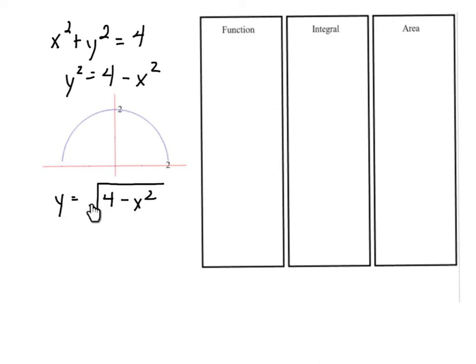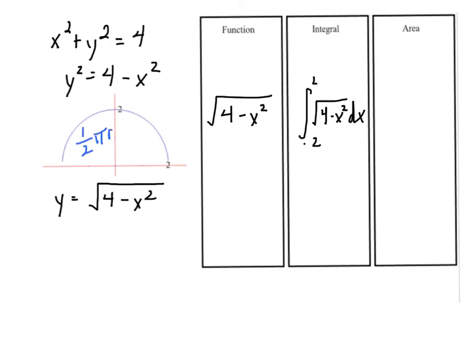Please note, square roots are not distributive. You cannot simplify this to be 2 and x. You can't distribute the square root over a subtraction, so this is as simple as it gets. So our function is the square root of 4 minus x squared. We're finding the area from -2 to 2. Well, the area of a semicircle, of course, is 1/2 pi r squared because it's only half the circle. Here the radius is 2, so 1/2 pi multiplied by 4, 2 squared, would just be 2 pi.